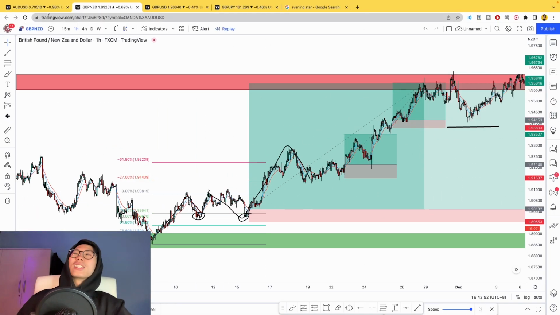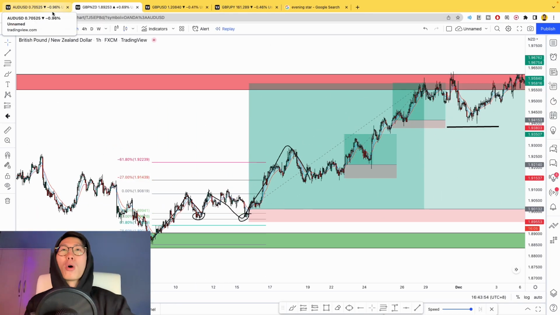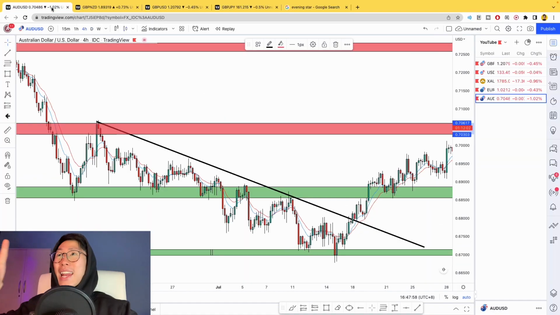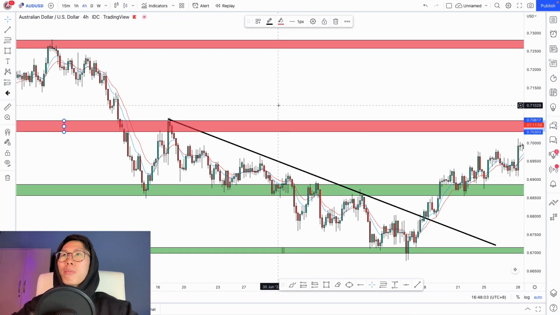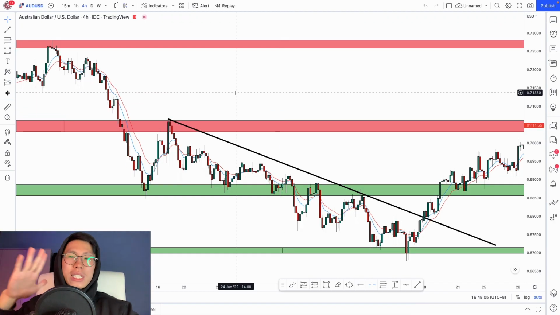Now let's look at a currency pair that is more common and more boring for us ordinary humans, and let's look at AUD USD, one of my favorite currency pairs. So you can see I have my beautiful key levels marked up here.